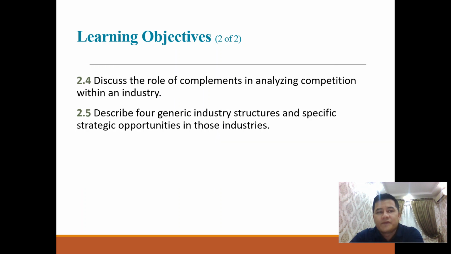The fourth part of this PPT includes discussing the role of complements in analyzing competition within an industry. The final one is to describe four generic industry structures and specific strategy opportunities in those industries.